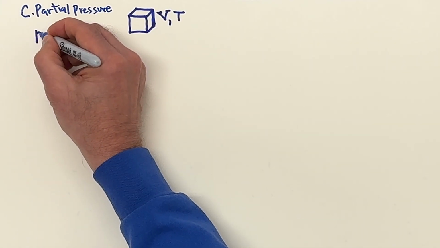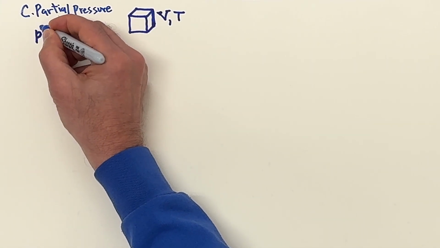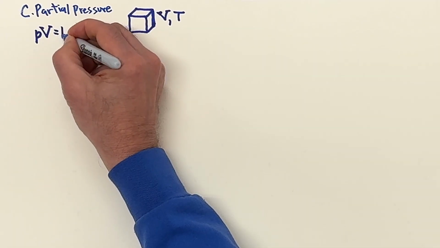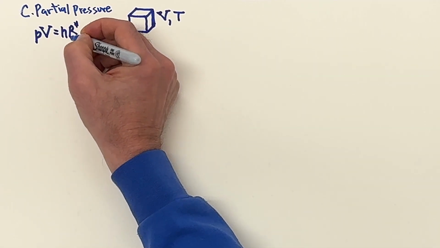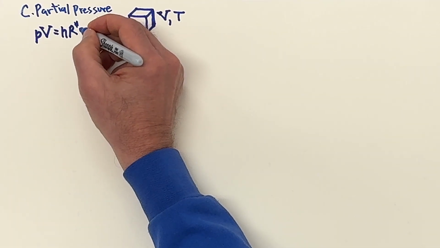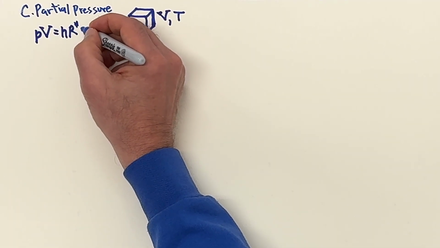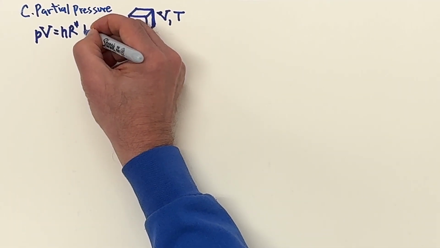And the ideal gas law, the pressure times the volume, is equal to the number of moles times the ideal gas constant, which we use R star for, since we reserve R for something else, as you will see again in this class, times the temperature.